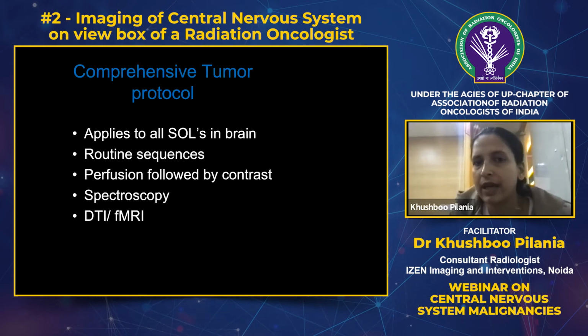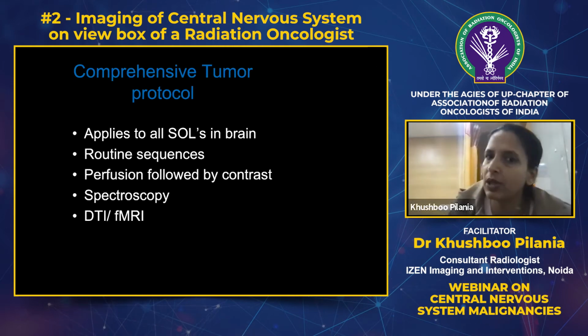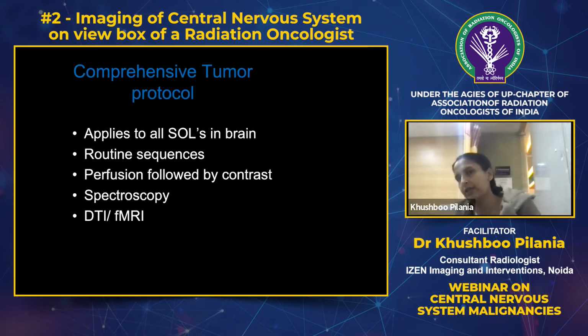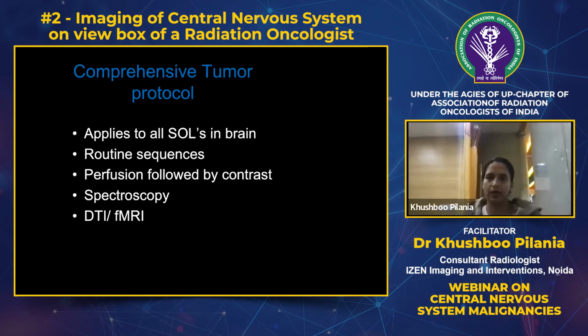So now that we've discussed our issues, how we will try and address them better, again, the stress is on the fact that a comprehensive tumor protocol should be in place for us to be able to answer these questions. This will include the routine sequences, which will be T1, T2 FLAIR, diffusion, GRE, followed by a perfusion contrast study, spectroscopy, and DTI and fMRI, depending upon the setting where you are, if it is available, if you're planning to resect a tumor, in which case this becomes really important.